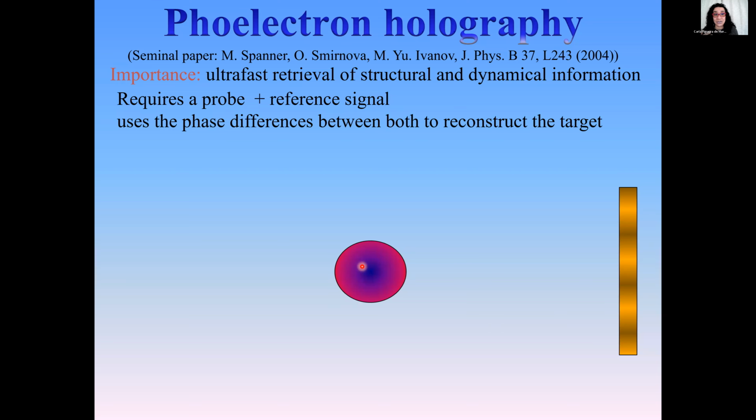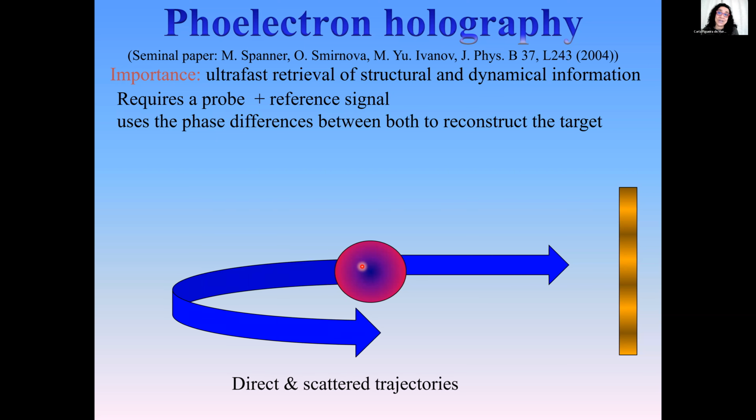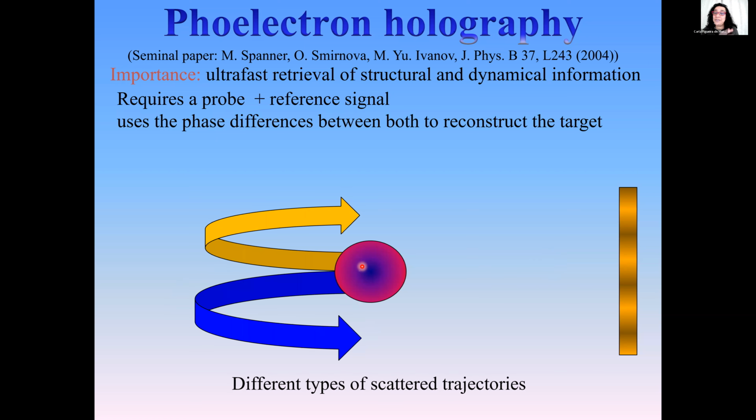Okay, but what you do with photoelectrons, and photoelectrons are interesting because you have really ultra short time scales and you have high electron currents, is that you're going to use different types of orbits. For instance, you could have a direct and rescattered trajectory, or you could have different types of scattered, or you could have a hybrid one, like orbits 2 and 3. And we saw that with the Coulomb potential, you have many, many, many more options.